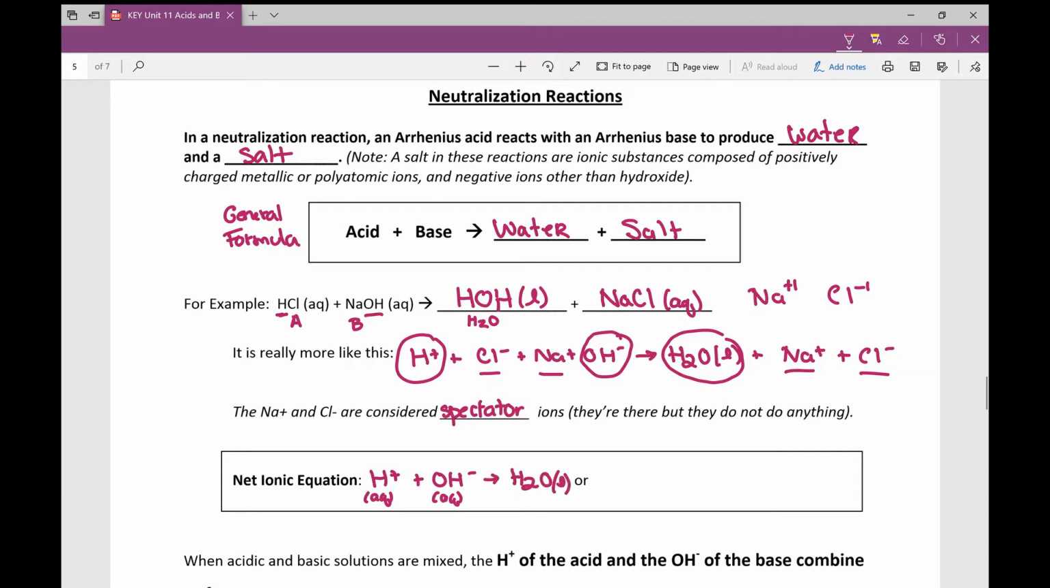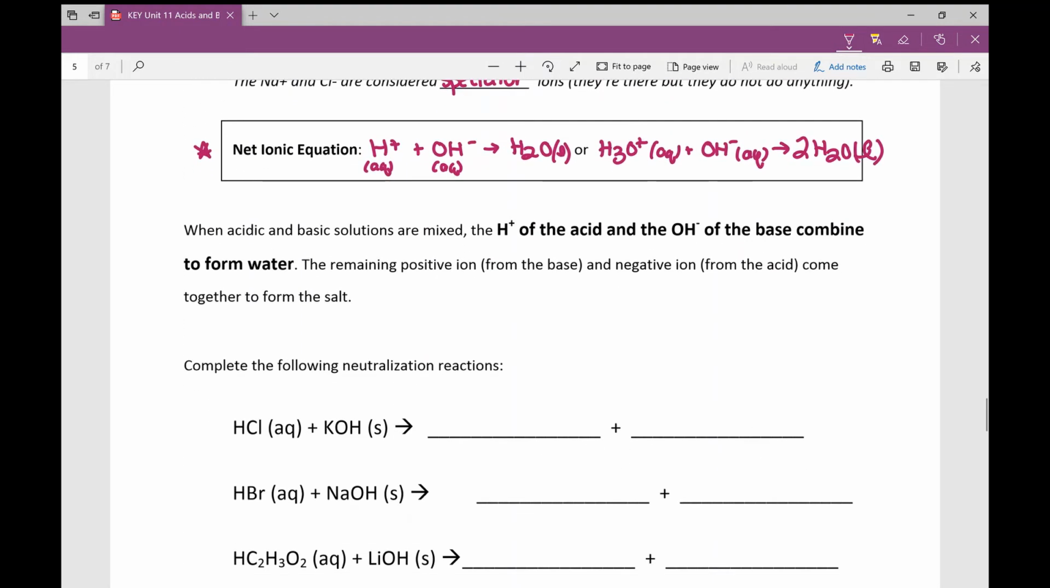You may also see H plus written as hydronium, H3O plus, and then the hydroxide from the base. This will still make water, but because of the extra atoms here, we'll make 2 moles of water. So besides the general equation up here, you also need to know the net ionic equation for a neutralization reaction. When acidic and basic solutions are mixed, the H plus, the hydrogen ion from the acid, and the hydroxide from the base form water. The remaining positive and negative ions are going to form the salt.